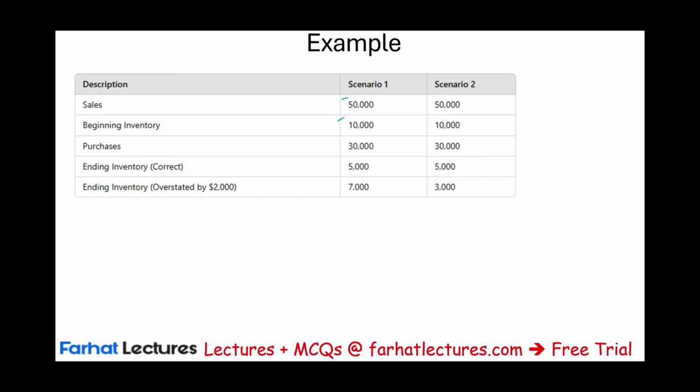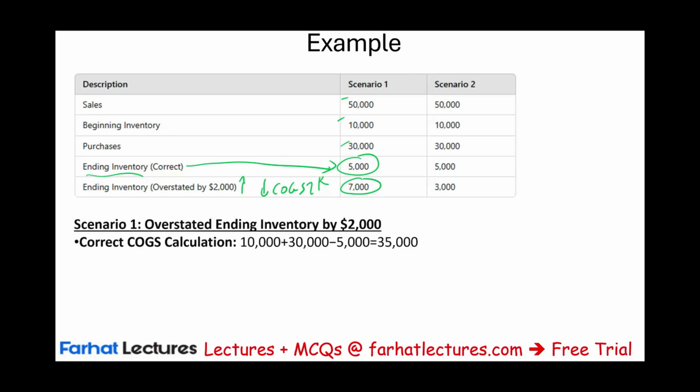We have sales, we have beginning inventory, we have purchases. We have ending inventory. The correct amount is 5, but we reported ending inventory at 7. So we overstated our ending inventory by 2. Automatically, once you know you overstated ending inventory, it means we understated cost of goods sold by the same amount, by 2K.